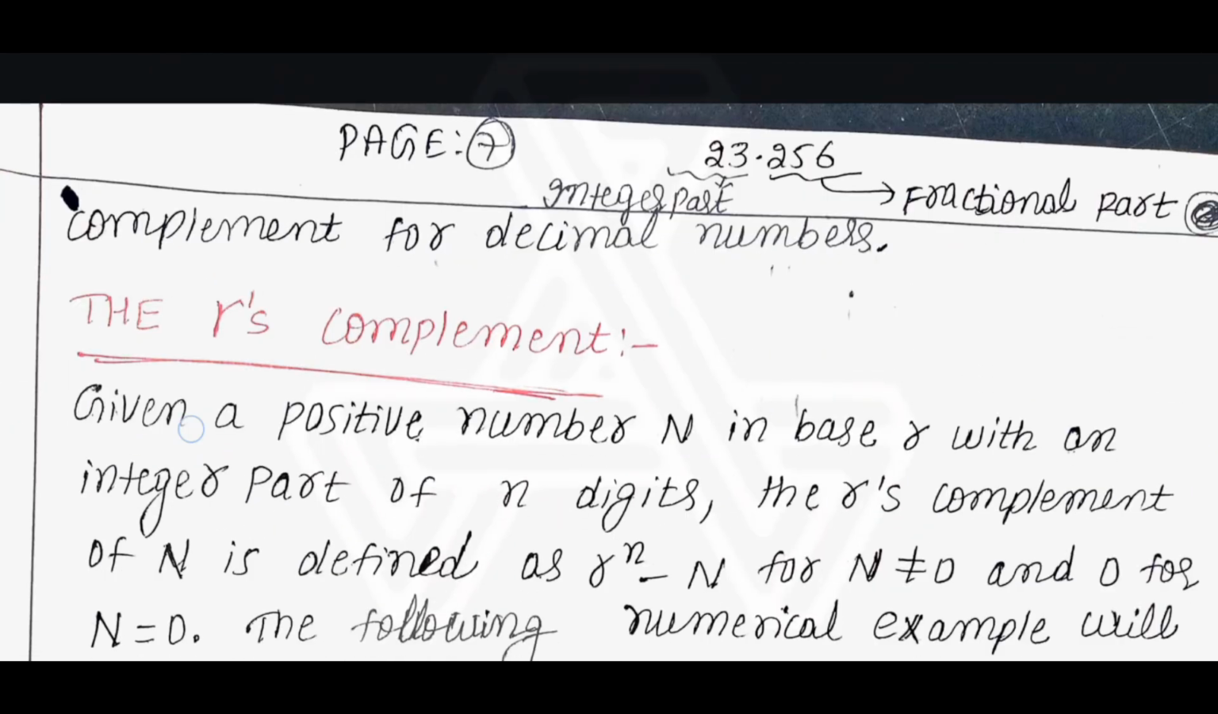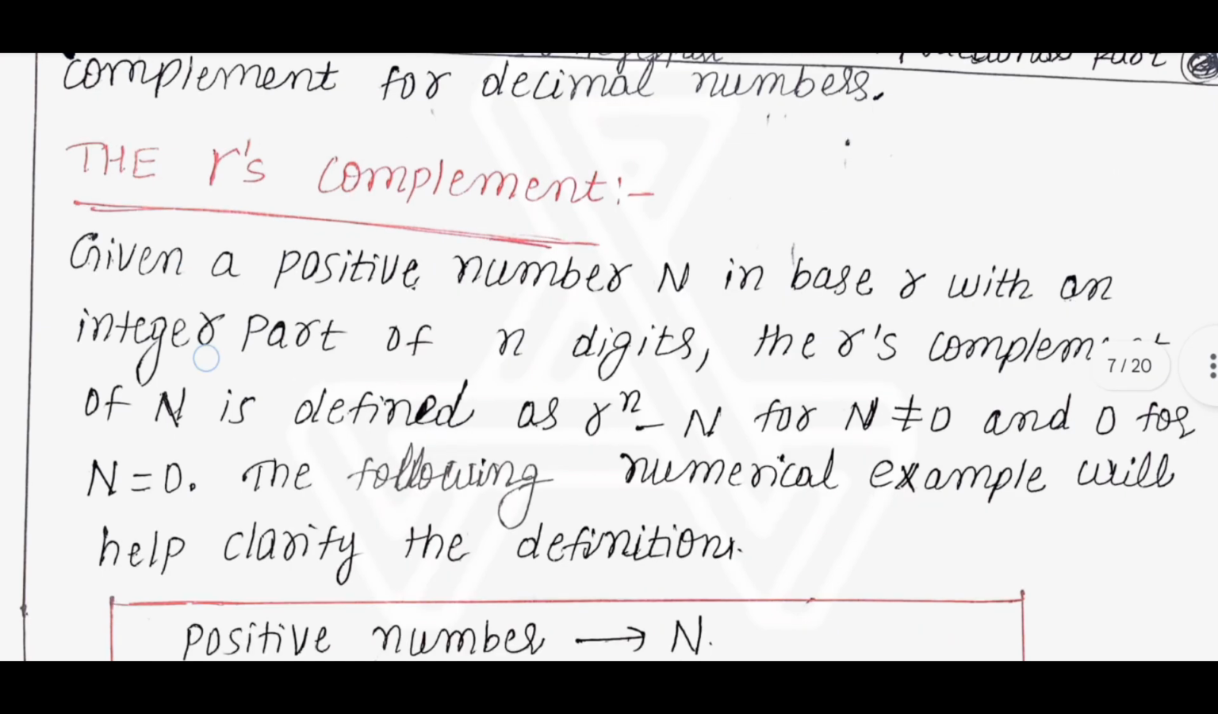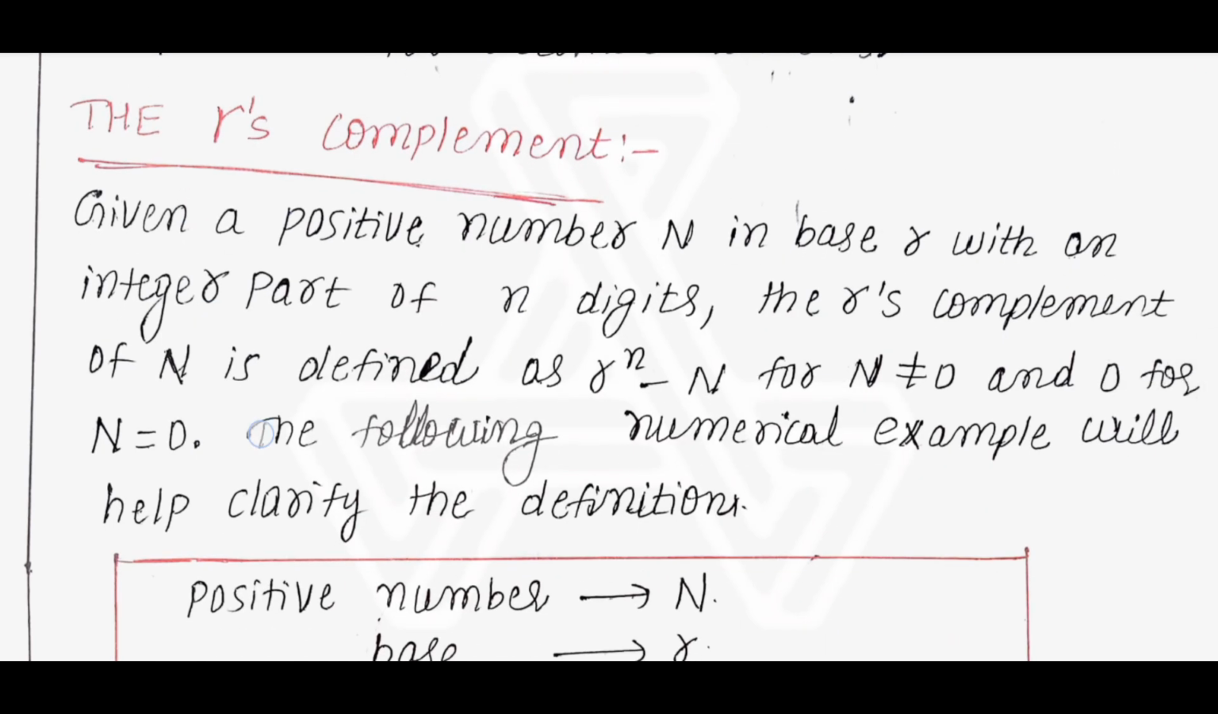The R's complement: given a positive number n to the base r with an integer part of n digits, the R's complement of n is defined as r power n minus n for n not equal to 0.